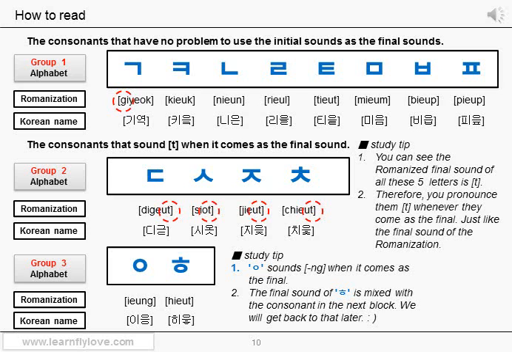We'll tell you later why we are talking about romanization for this group too, while we keep saying don't see the romanization. Let's move on. And there are only two consonants in group 3. Just read the study tip here if you want. We'll get back to them later.